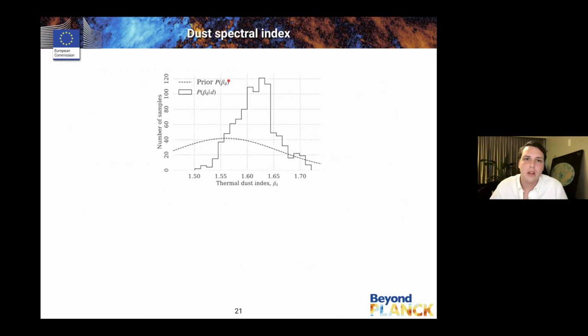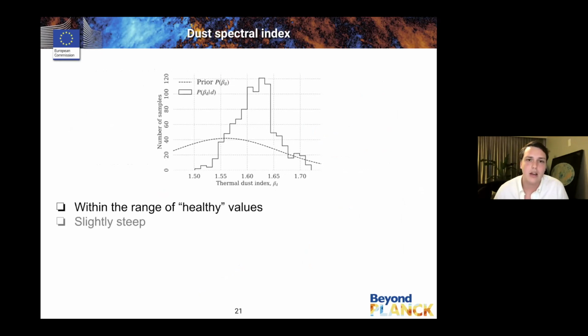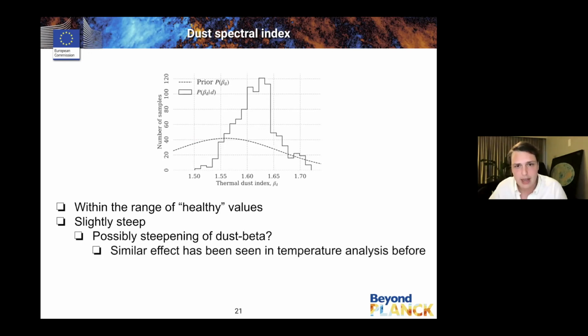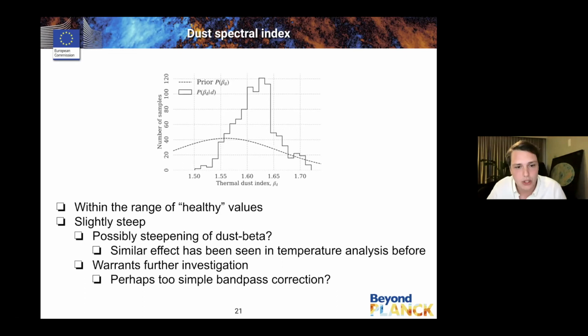So finally, we also did look at the dust spectral index, and these are the final results for that, applying a prior of 1.56, which is reported by the Planck collaboration. So it's within healthy values, but it's slightly steeper. And that might be because of a steepening in the dust beta parameter, which is similar to what has been seen in temperature analysis before. But this definitely warrants further investigation, and maybe this is a result of too simple bandpass correction.